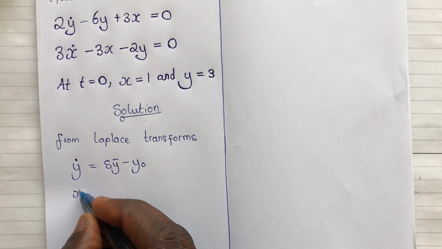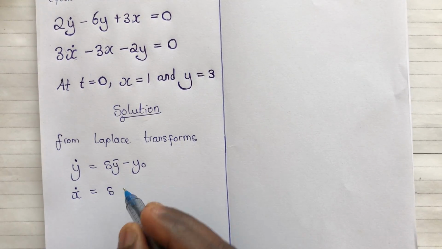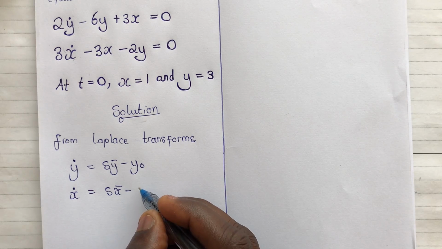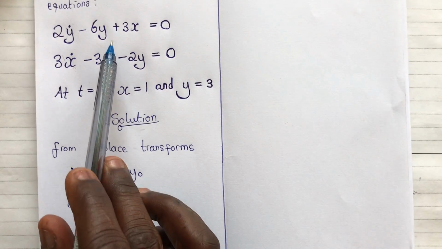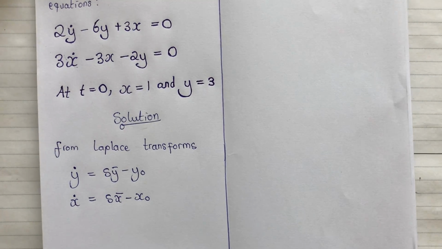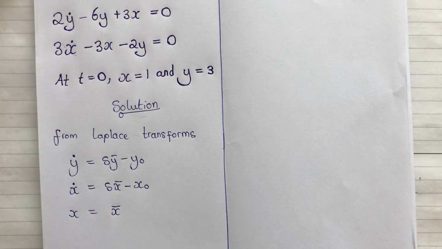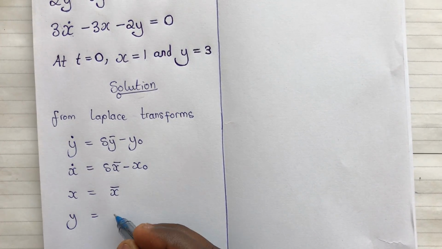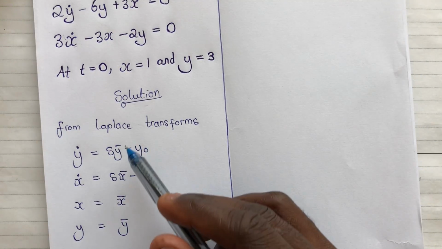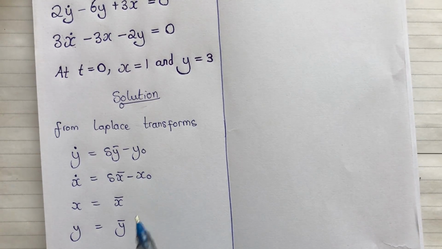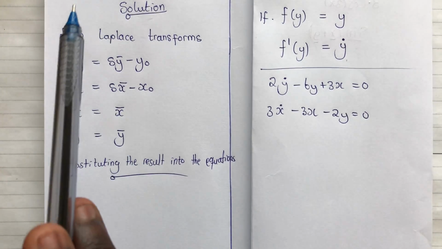Then we go to what? X dot, which is the same thing as s x bar minus x naught, or x subscript 0. Then we move on to the variables x and y. So in Laplace transforms, x is equal to what? X bar. Then y, the Laplace transform of y, is the same as what? Y bar. Now that we have been able to convert everything into Laplace transform notation, we can substitute this back into the equation, okay?